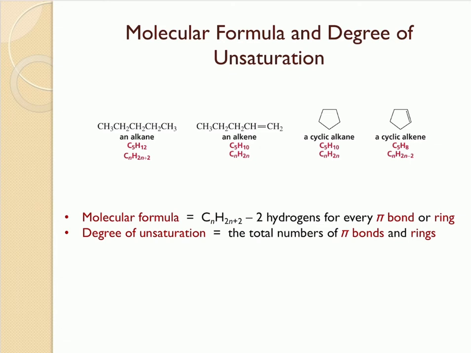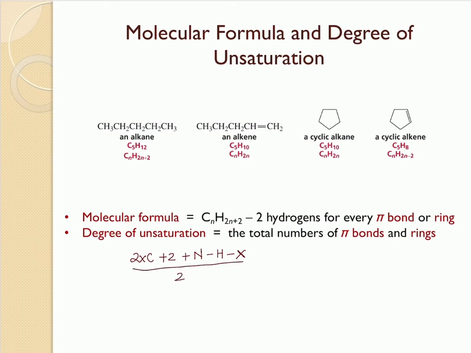So the general formula for a saturated hydrocarbon is CnH2n+2, and you have to subtract 2 hydrogens for every pi bond and every ring. So basically, the degree of unsaturation is the total number of pi bonds and rings present in the compound. We can calculate it using this formula: multiply the number of carbons by 2, add 2, add the number of nitrogens present in the molecule, subtract the number of hydrogens, subtract X, which is the number of halogens present in the compound, and the whole thing should be divided by 2.